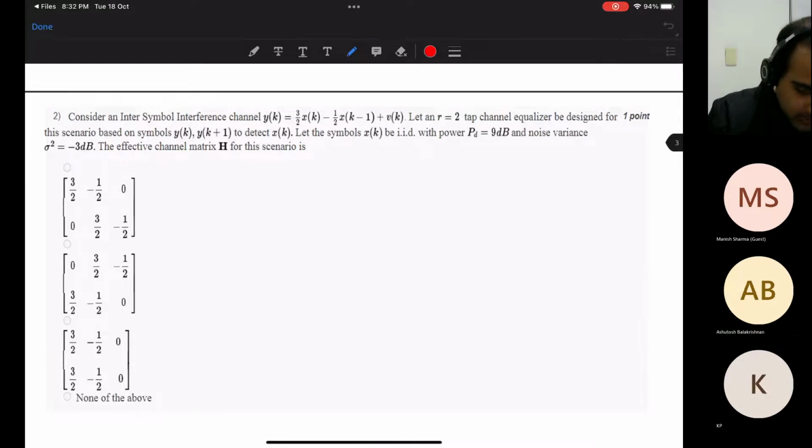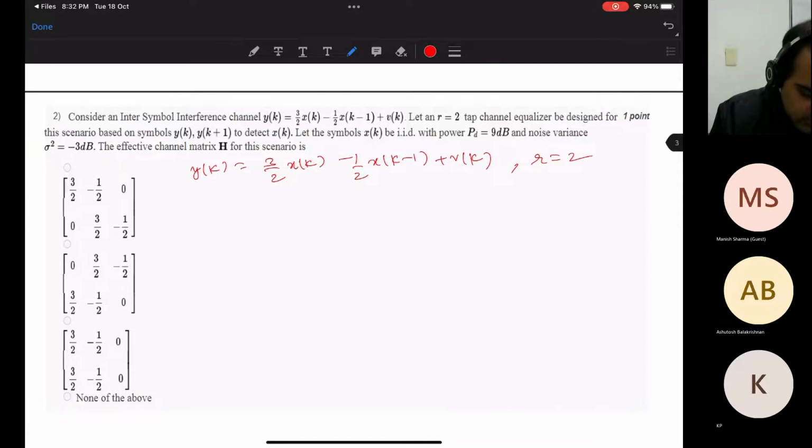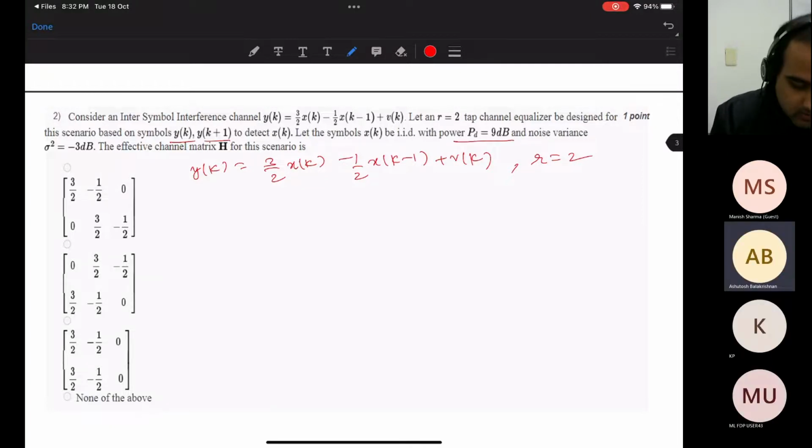We are given that we have an ISI channel, where yk is 3/2 xk minus 1/2 xk minus 1 plus v of k. It is a two-tap channel equalizer, and we use symbols yk and yk plus 1 to detect xk. We are given that the PD is 9 dB, and we need to find the effective channel matrix.